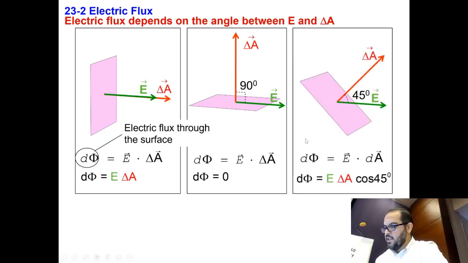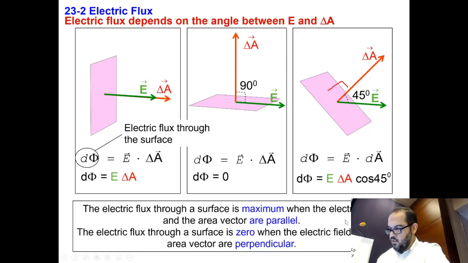Last case, let's assume, for example, the angle is 45 degrees between the area vector and the electric field. Remember, the area vector is always perpendicular to the surface. Okay, so in this case, you just do the flux E dotted with the A. It's E delta A times cosine 45 degrees. Okay, clear? So the flux is just the E dotted with delta A, and you have to determine the angle, and you will see in many situations it's relatively easy to do this.